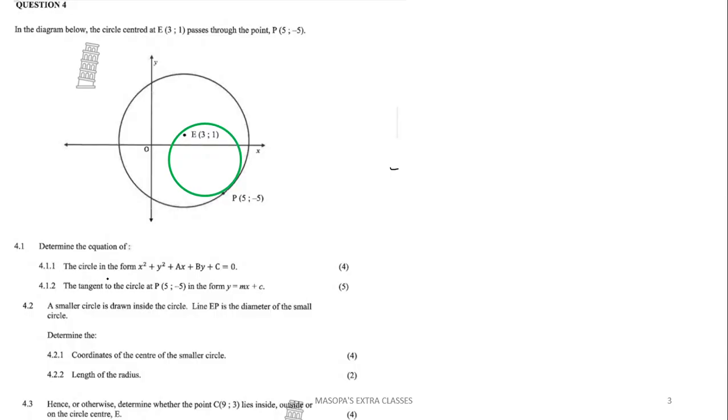the form of x squared plus y squared plus ax plus by plus c, that is equals to 0. So it means that we have to go and find the equation of the circle and simplify it further. Okay. Right. So now when you look at this question, we are given the center and we are given the point on the circumference, meaning that now it makes it easy for us so that we can get the radius, because they say that we need to get the radius.